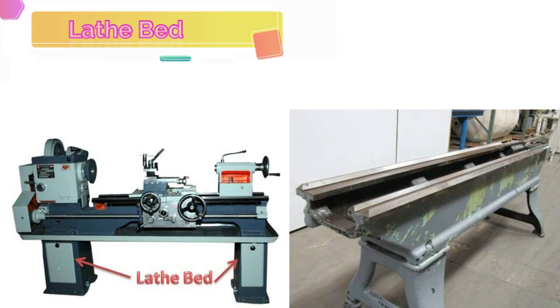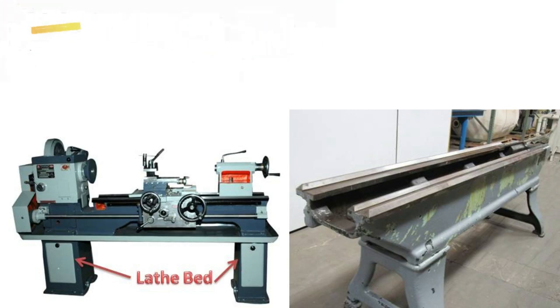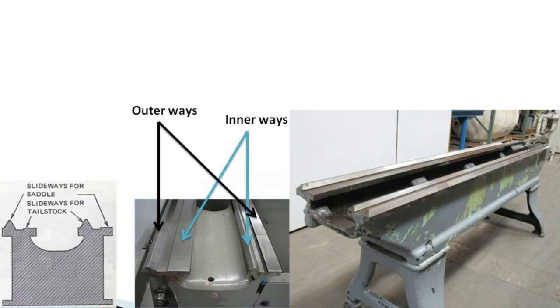Lathe bed is the foundation part of a lathe and supports all its other parts. It is made by using casting process. The top of the bed is polished precisely with machined guideways. There will be two sets of guideways, namely outer ways and inner ways. The headstock and the tailstock are mounted on the inner ways, which keep them perfectly aligned with each other. The outer ways guide the movement of the carriage assembly longitudinally or parallel to the lathe center axis.